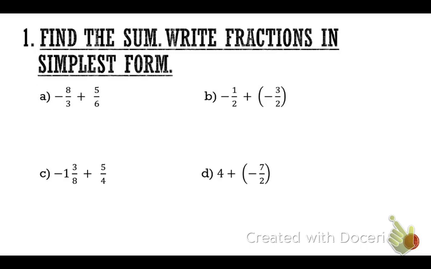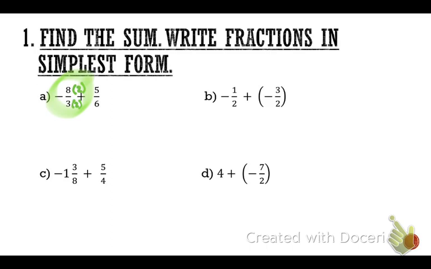Adam, what should my common denominator be? Zion, can you help him? 6. Very good, because a 3 can go into a 6. So, Adam, I'm trying to turn this 3 into a 6. 3 times what number equals 6? 2. Okay, so I'm going to multiply the bottom by 2, and then I'm going to multiply the top by 2.